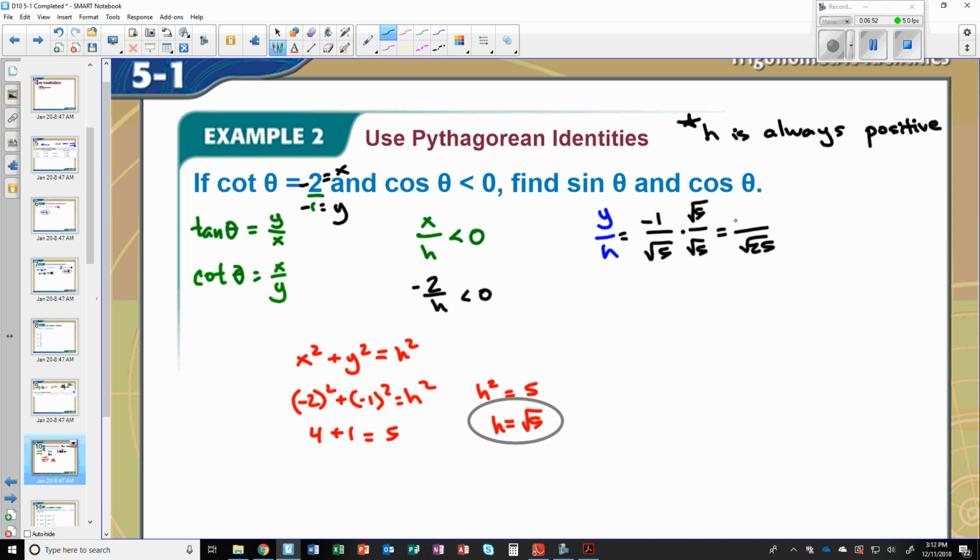And up here, I would have negative square root of 5. But the square root of 25, what is that? It's 5. So I would have negative square root of 5 over 5. This right here is sine theta. I'll put that over here. That's sine theta. That was because sine is y over h. So there's one answer.